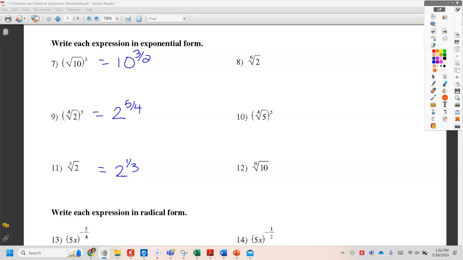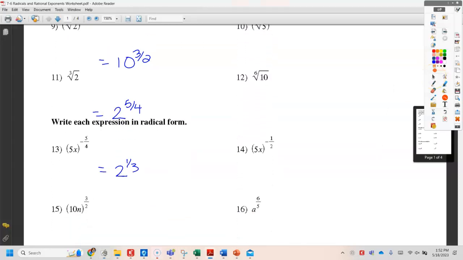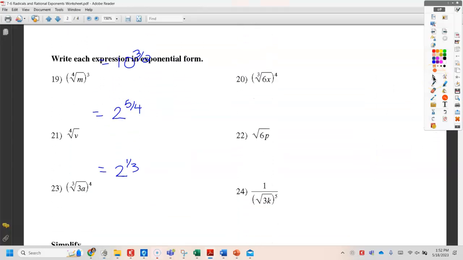What is the rule about a negative exponent? Can we have a negative exponent? No.